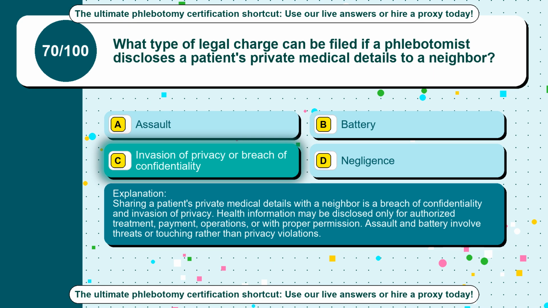Sharing a patient's private medical details with a neighbor is a breach of confidentiality and invasion of privacy. Health information may be disclosed only for authorized treatment, payment, operations, or with proper permission. Assault and battery involve threats or touching rather than privacy violations.